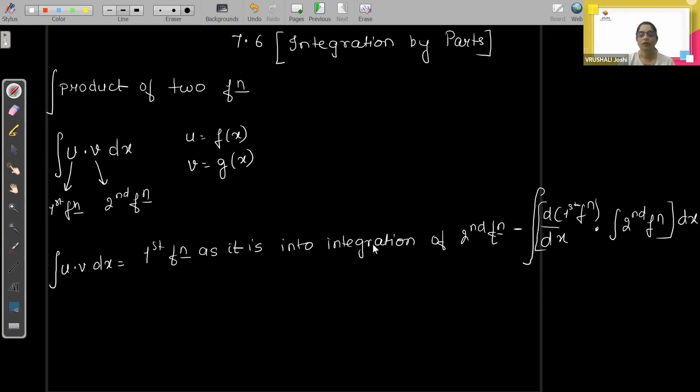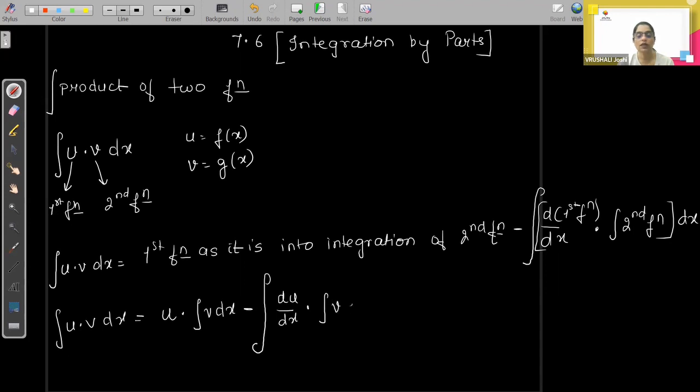Correct. अब इसको symbolically we will write down. How to write this down? See, this is integration of u dot v dx. See how to write this? First function as it is into integration of second function minus the whole integration of derivative of first function into integration of second function, the whole dx.